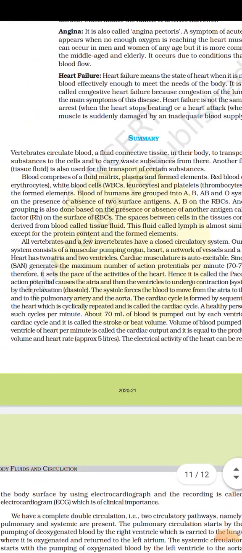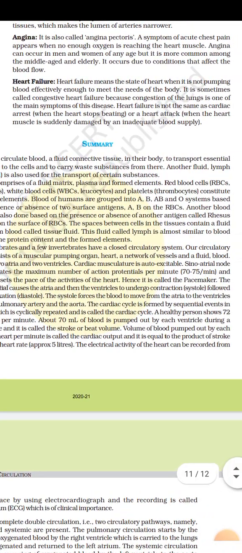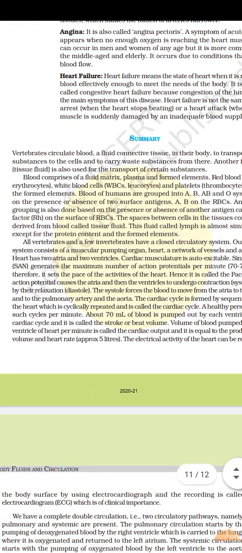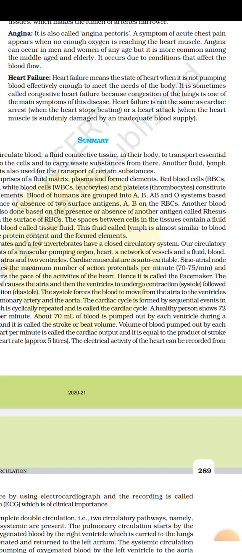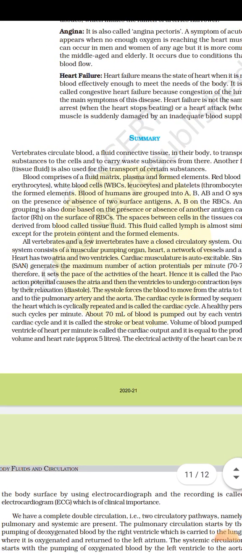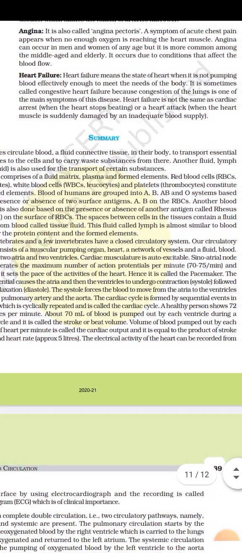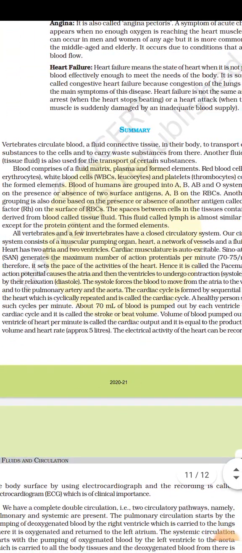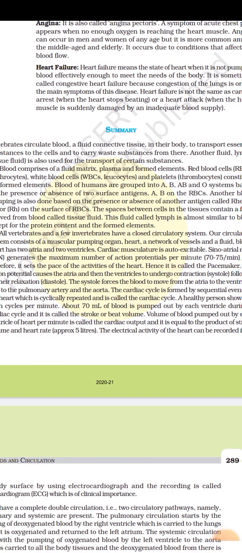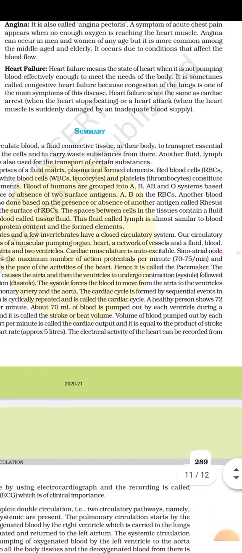Our circulatory system consists of a muscular pumping organ, the heart, a network of vessels, and the fluid blood. The heart has two atria and two ventricles. Cardiac musculature is auto-excitable. The sinoatrial node, SA node, can generate the maximum number of action potentials per minute, 70 to 75 per minute, and therefore it is called the pacemaker.